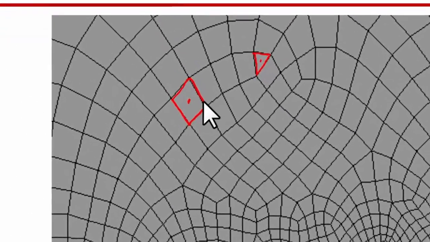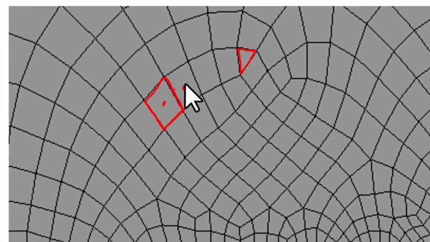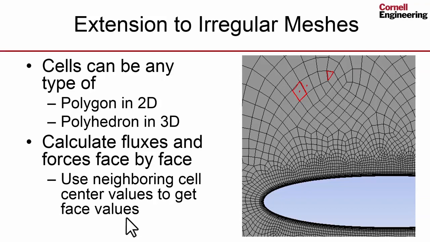For instance, to do the mass conservation over the cell, we would calculate the mass crossing this face, this face, this face, this face, and add that and set that equal to 0. And to calculate the mass crossing that face, we would interpolate between, say, the value here and the value at the neighboring cell center. This can be done in a couple of different ways. This would be called central differencing, and this is one way to do the interpolation. So we would use neighboring cell center values to get the face values, which is what we did in our simple example.